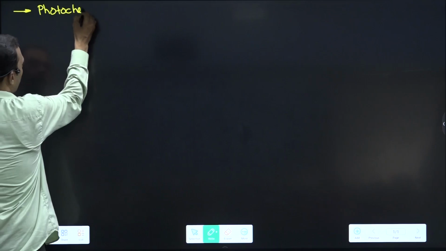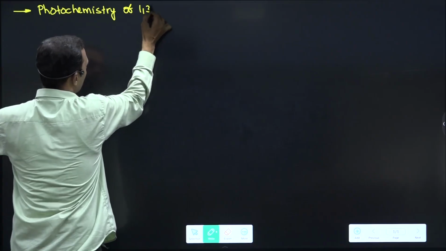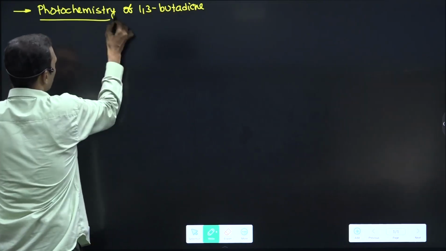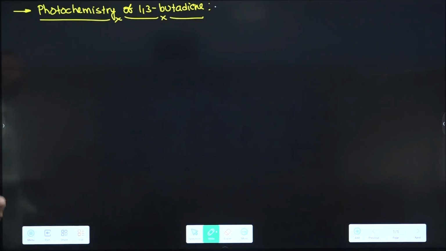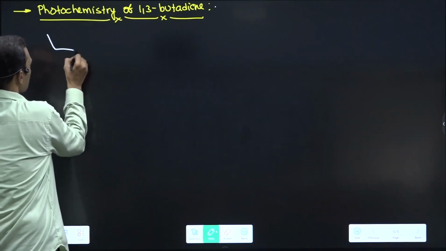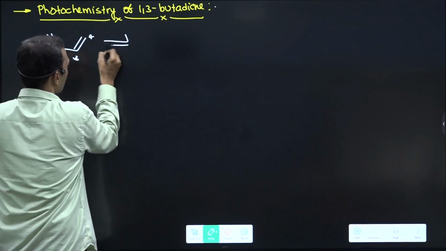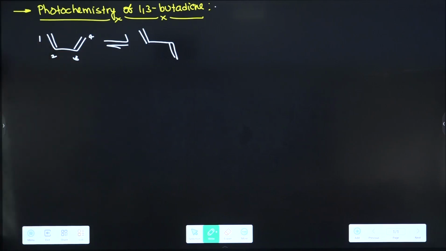Photochemistry of 1,3 butadiene. More than one double bond, photochemistry. So this is called 1,3 butadiene. 1, 2, 3, 4. Now normally see, if I convert like this, this is called cis-trans isomerism, 1,3 butadiene.